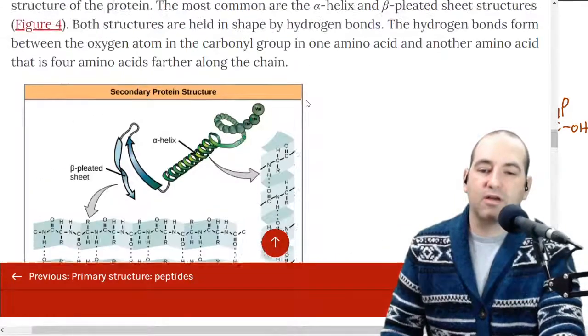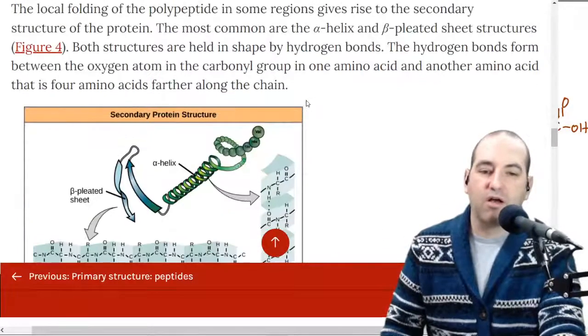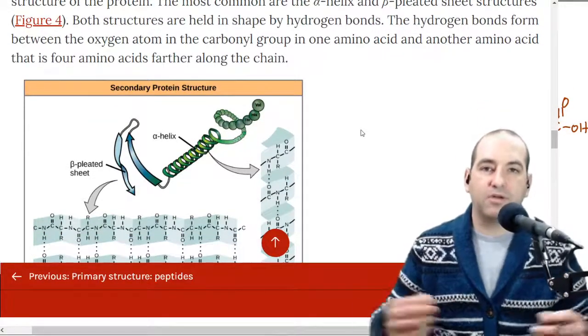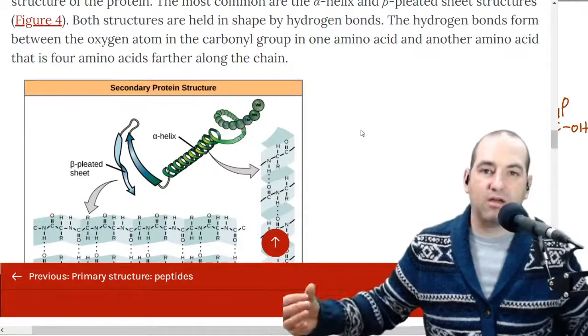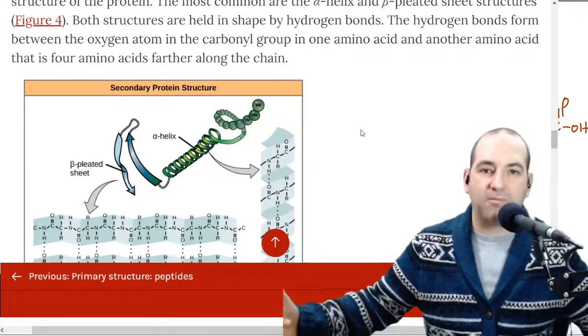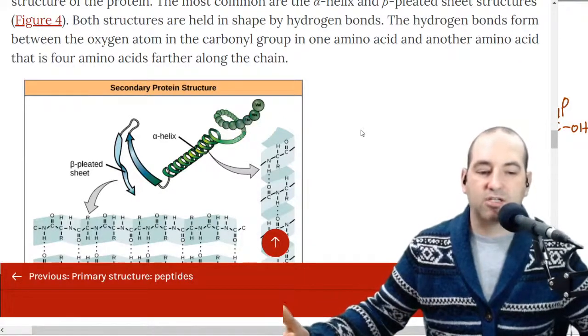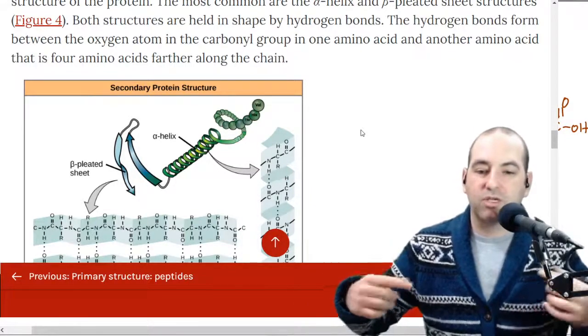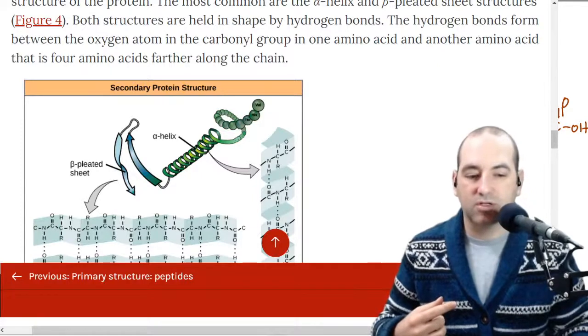So what happens here in the secondary protein structure now, we're no longer talking about the chemical bonds of amino acids together. So now that we have this chain, the chain doesn't just flop there straight. It actually twists around and forms a new type of structure.